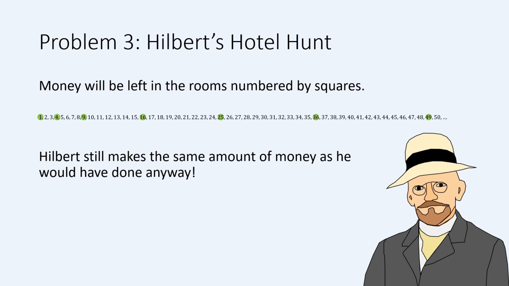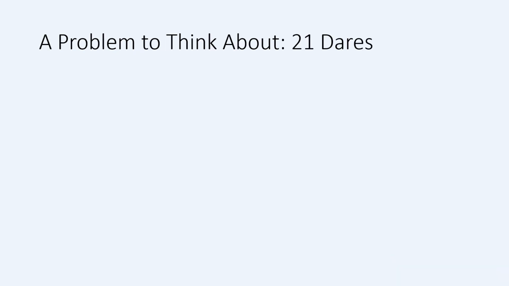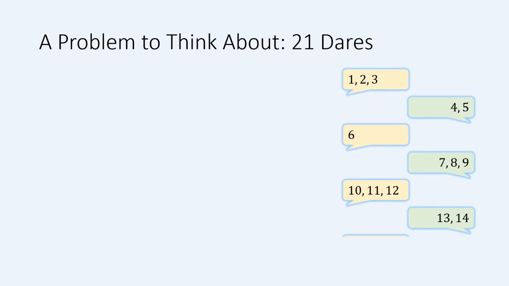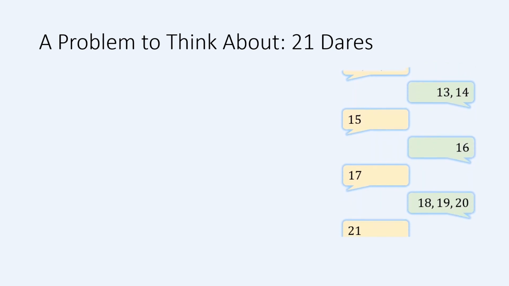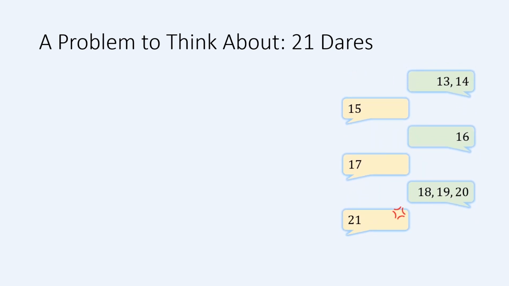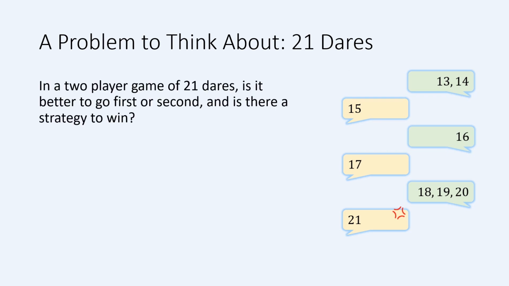In the meantime, here's another problem to think about. In a game of 21 dares between two people, the object is to count from 1 up to 21, with each player taking it in turns to say the next 1, 2, or 3 numbers. The player who says 21 loses. Here's my question. Is it better to go first or second? And is there a strategy to win?